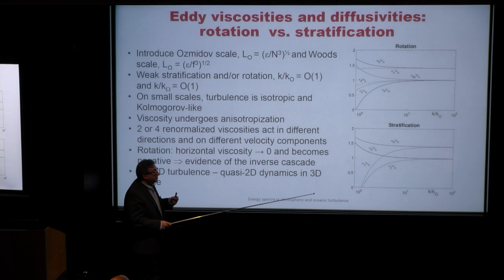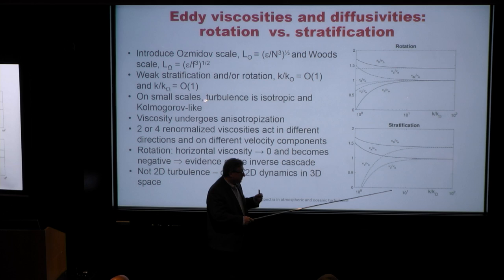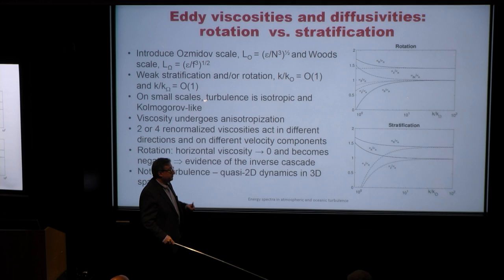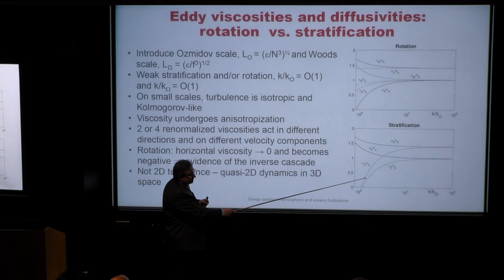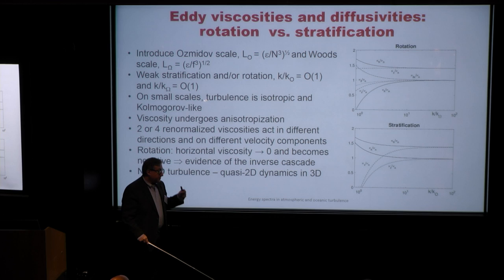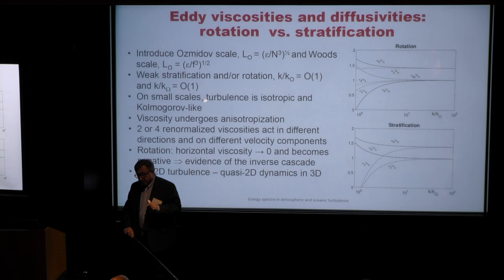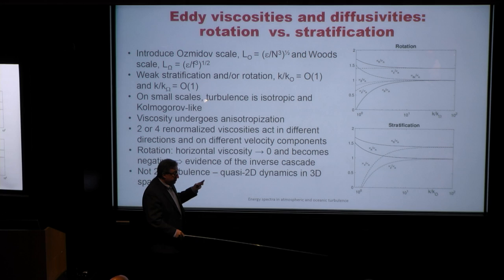In the case of stratification, the situation is similar if you only do first order expansion in this small parameter, but in the case of stratification, it can be solved completely for arbitrary stratification. So they actually, it's vertical viscosity and diffusivity. They don't go to zero, they become small, but they remain finite. And then in the limit of strong stratification, diffusivity gives us a very well-known limit of Cox-Osborn mixing coefficient for vertical mixing. For viscosity, it also remains finite, there is no inverse cascade in stable stratification.